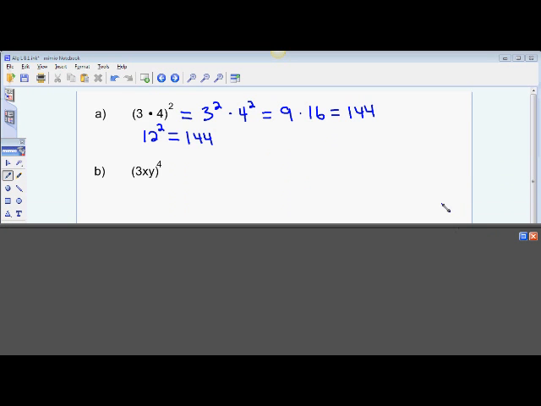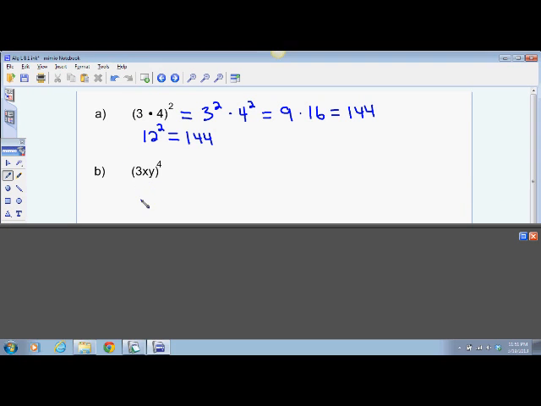Let's look at this example. Remember, this actually means 3 times x times y, all to the 4th. And we forget sometimes that this means to multiply. So this is like saying 3 to the 4th times x to the 4th times y to the 4th.